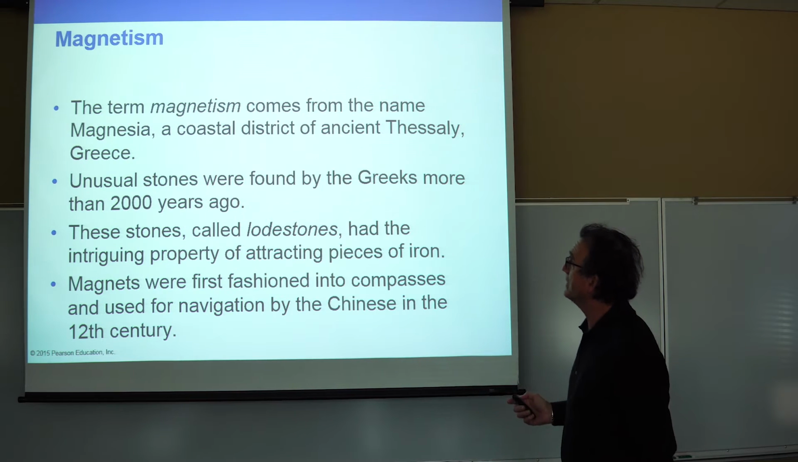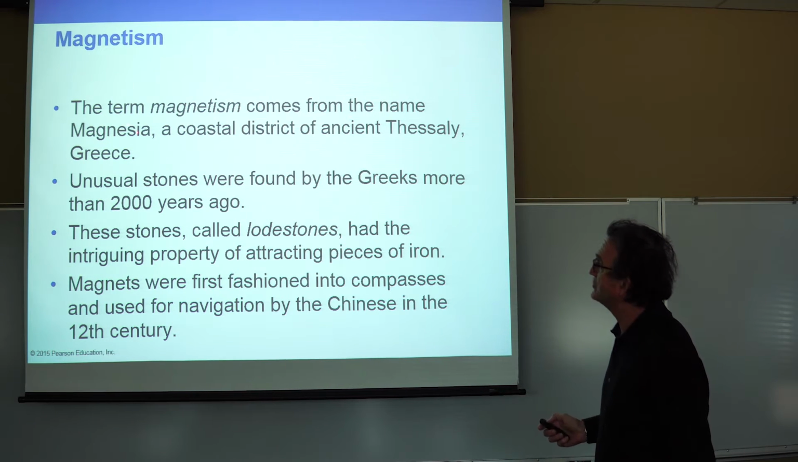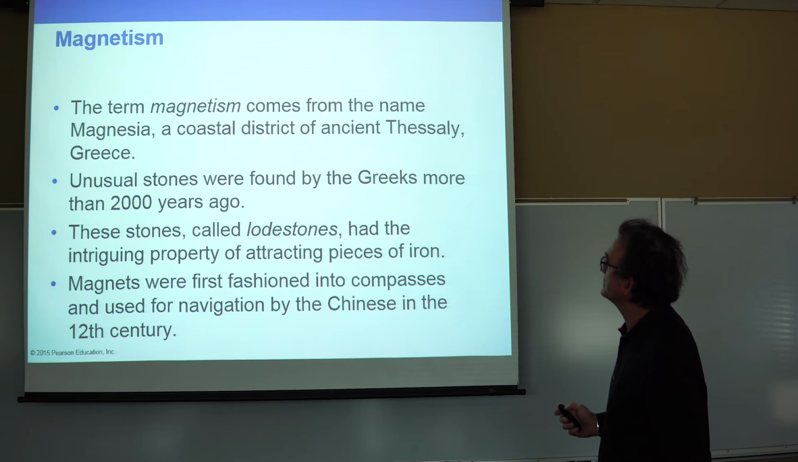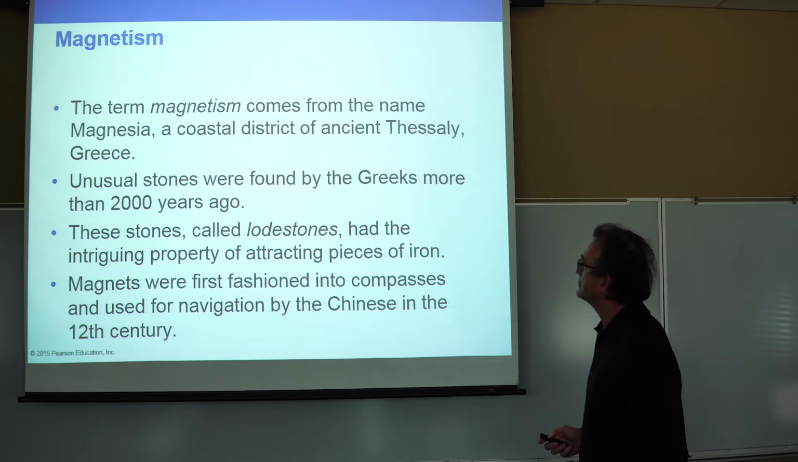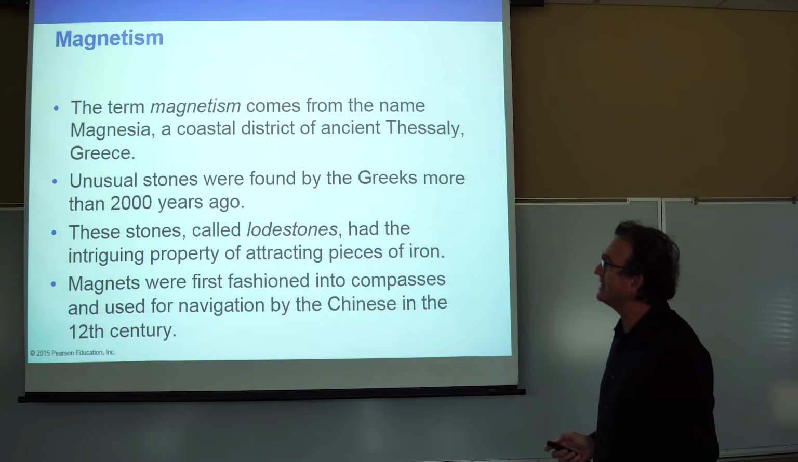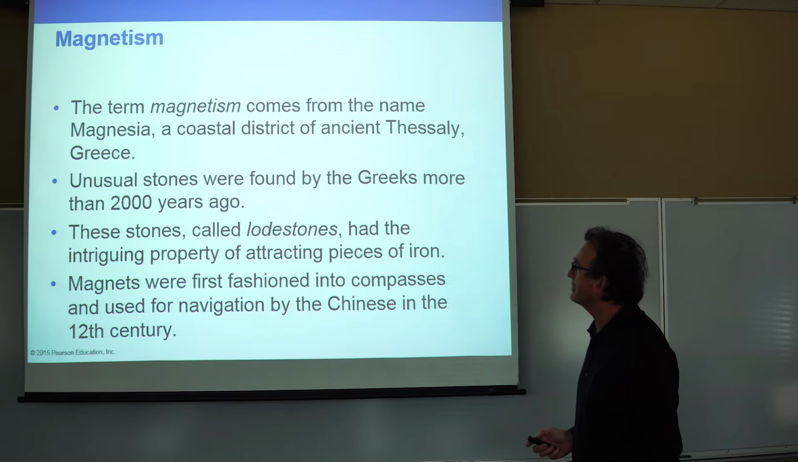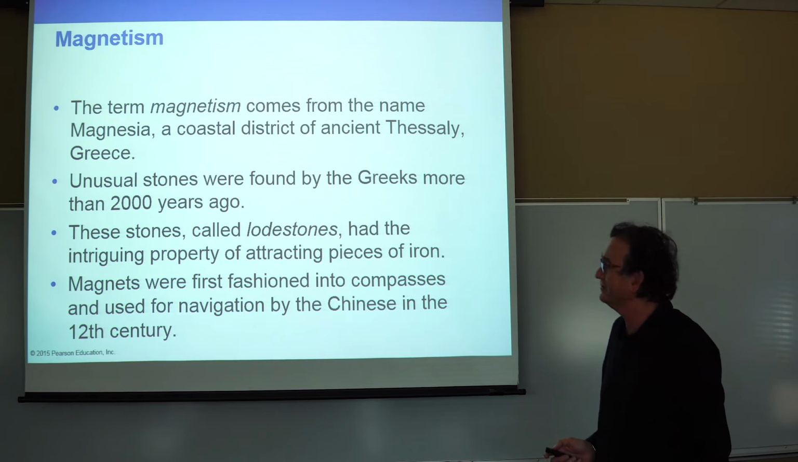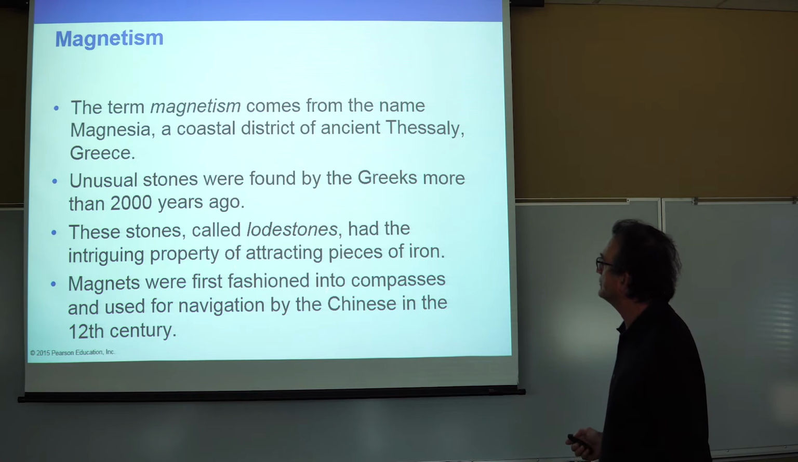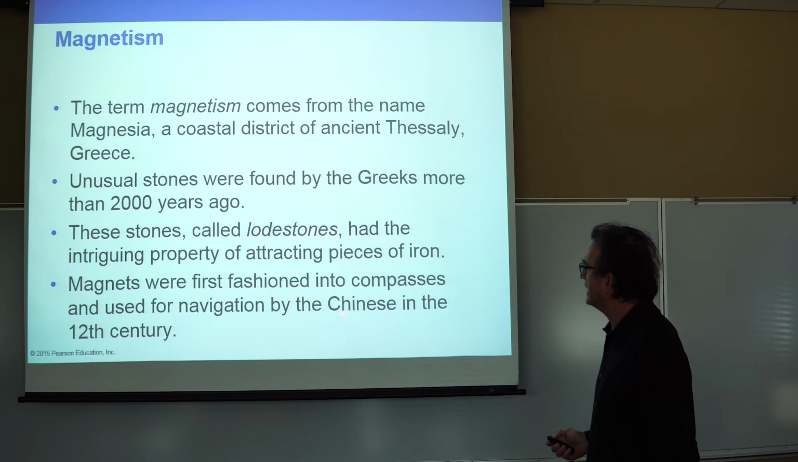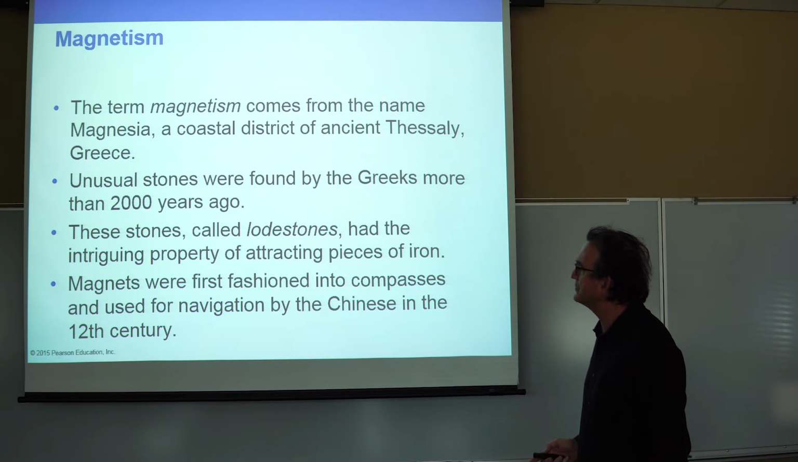Magnetism is a term that comes from the name Magnesia, a coastal district in ancient part of Greece. They at that time found these unusual stones that had a property of attracting pieces of iron. They were first fashioned into compasses and used for navigation by the Chinese in the 12th century.